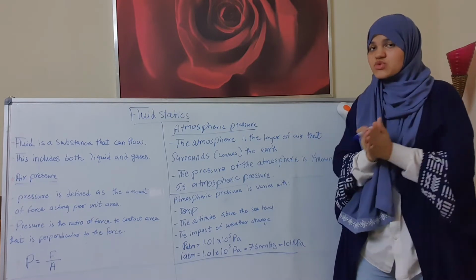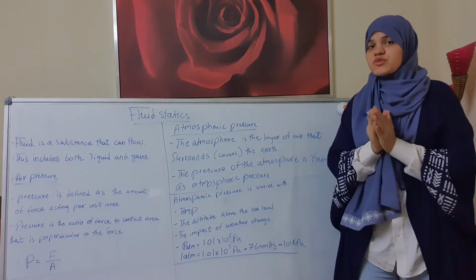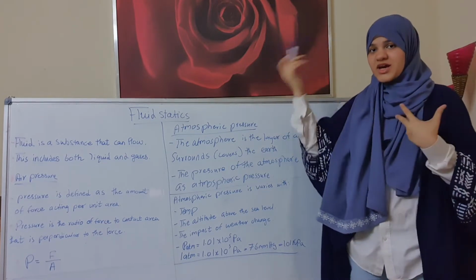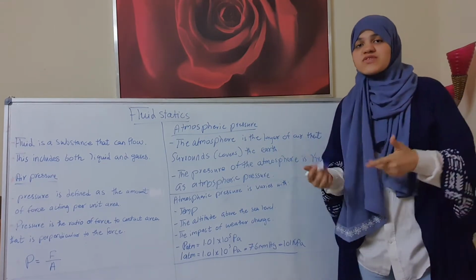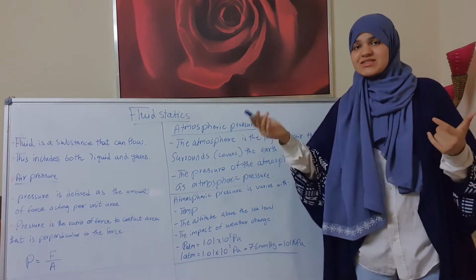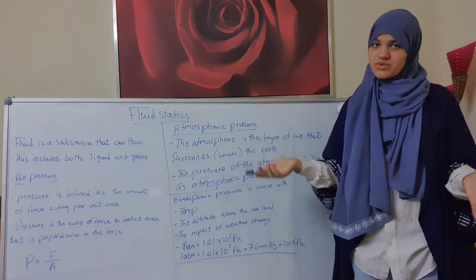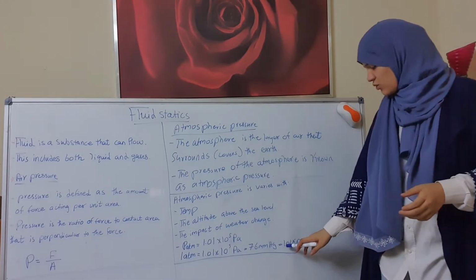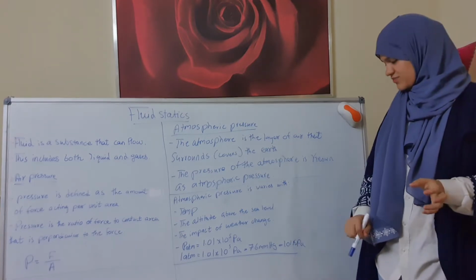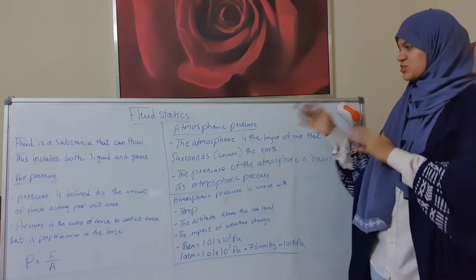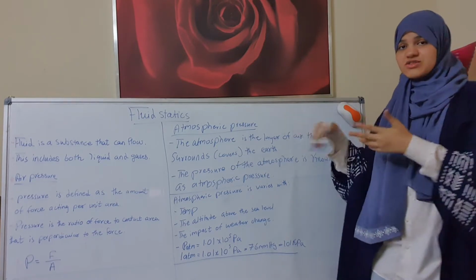That means it is equal to 1 atmospheric pressure. 1 atmospheric pressure is equal to 1.01 times 10 to the power of 5 Pascal, which is equal to 76 centimeter of mercury, or 760 millimeter of mercury, and also equal to 101 kilopascal. So this was some information about atmospheric pressure.